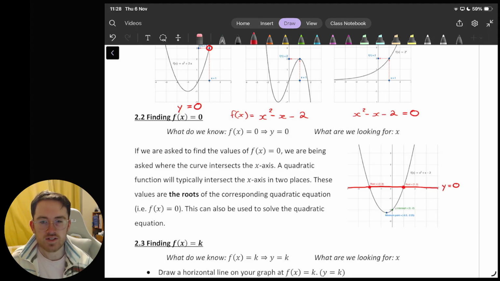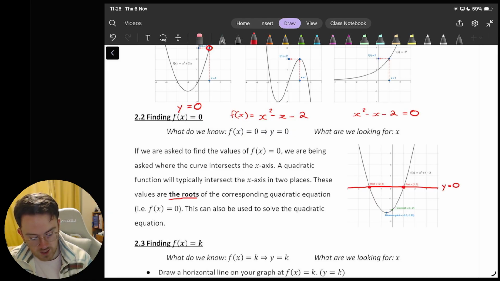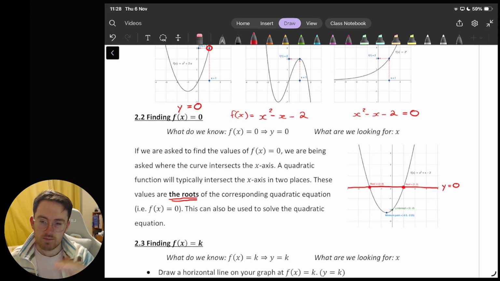So the points where it crosses the x-axis, they have a specific word. They're called the roots of the quadratic. We can find them algebraically by solving our quadratic, putting it equal to 0. We can find them graphically by seeing where our graph crosses the x-axis.